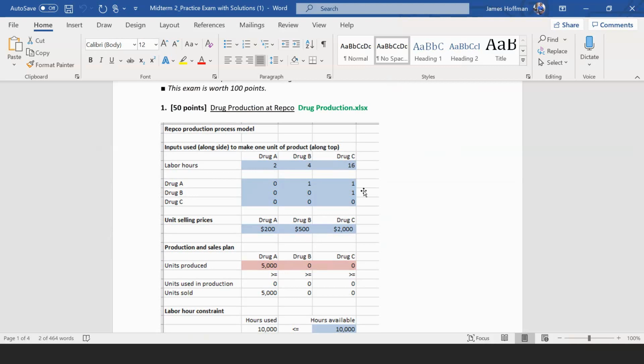So we know that it takes 6 hours to make drug B, right? So that's a 6.